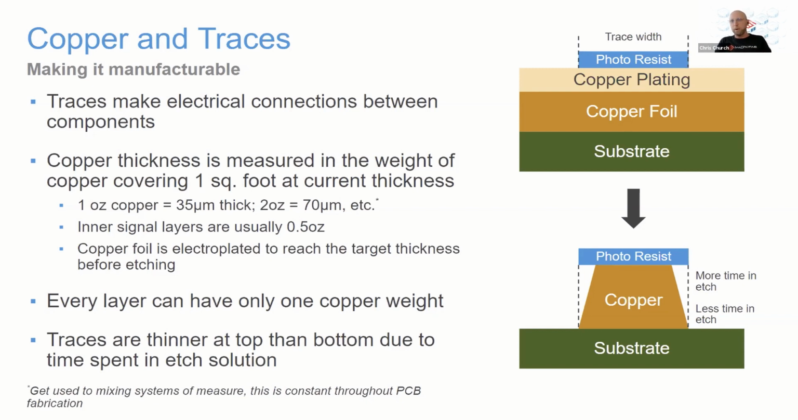But one other point of note: you cannot mix thicknesses of copper on the same layer, because that whole layer is in the etch for the same amount of time. So you can't say, I want these traces to be 2 ounces thick and these traces to be 1 ounce thick. You really need to have them all the same thickness on the same layer. We're going to talk a little more about this on the next slide.